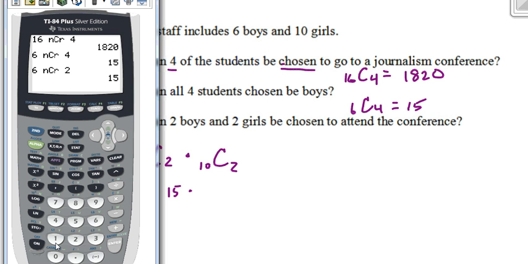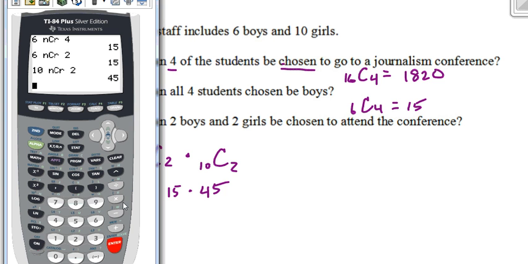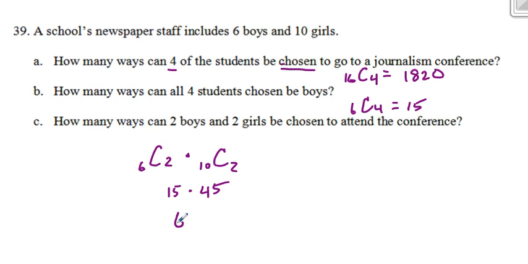All right, let's grab 10. Oops, there we go. 10. Math. C2. And this time we have 45. And now all we have to do is multiply 45 times 15 for a total of 675 different ways we could have 2 boys and 2 girls.